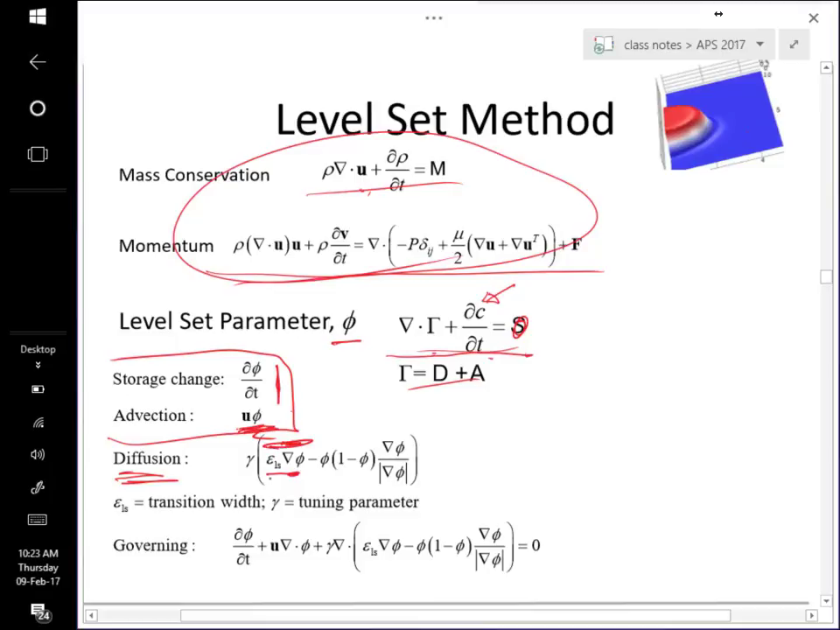This is the width of the transition. So that's right here, this width. And then there's an additional term here, and this guy is a unit gradient over the whole surface, and then this phi times 1 minus phi. You see this term showing up a lot in these kinds of problems.